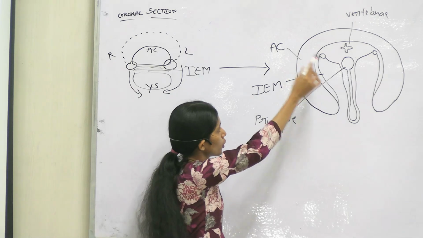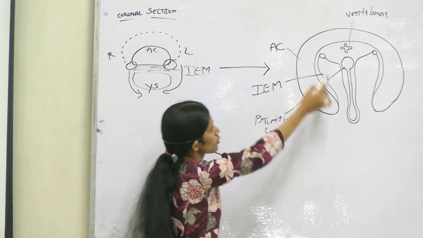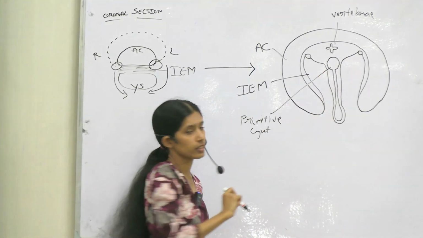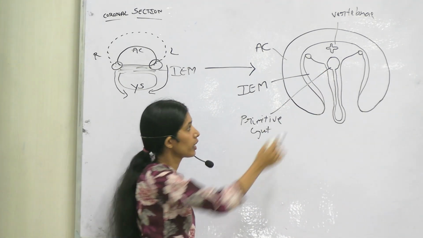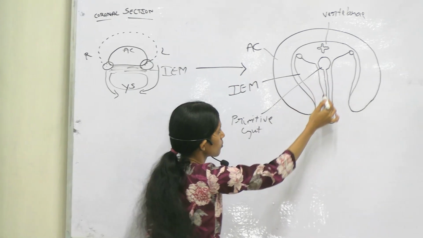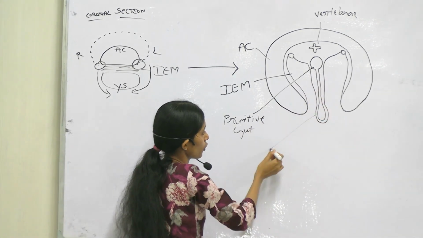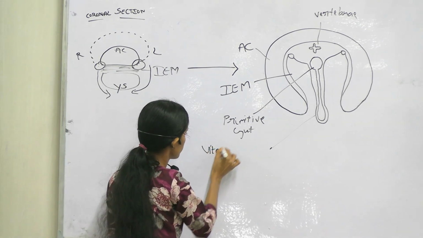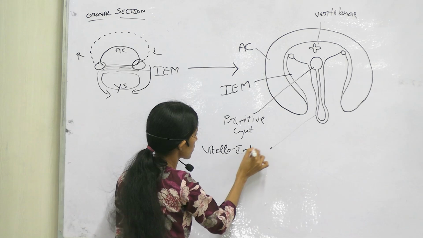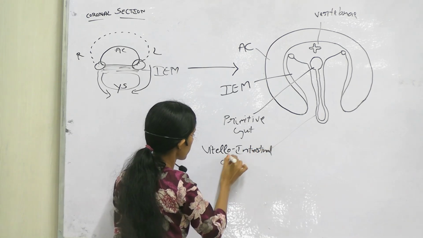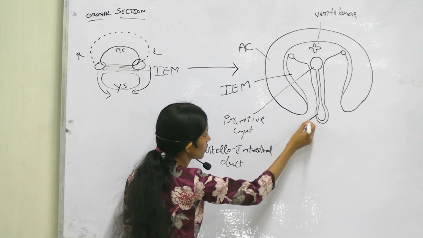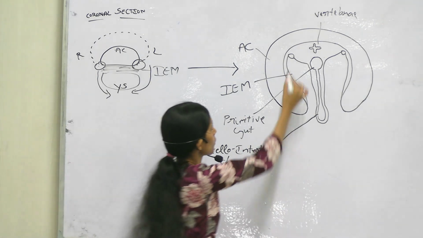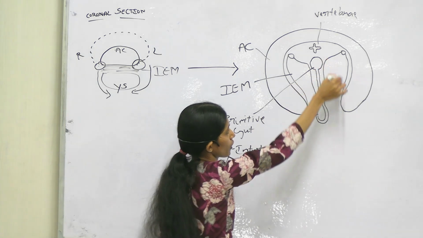Okay. We have amniotic cavity, and this part is your intraembryonic mesoderm. We have already seen the primitive gut formation. Okay, and this is vertebrate. This part is the remnant of your yolk sac. What is the remnant of yolk sac? Vitalo-intestinal duct. Okay, this is your vitalo-intestinal duct.